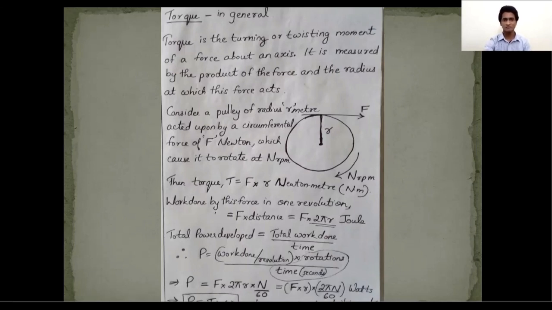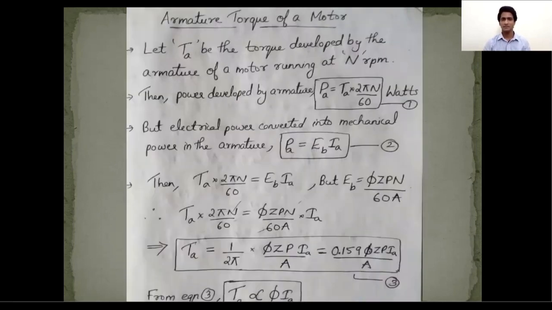Now let us move on to armature torque of a motor. In a motor, when we give electric supply to both the armature as well as the field winding, as we know the basic working is whenever a current carrying conductor is placed in a magnetic field, it experiences a force. Due to that force, my armature starts rotating. So this armature will have its own power. That power is transferred to the shaft, by which we transfer this mechanical power to the mechanical load.